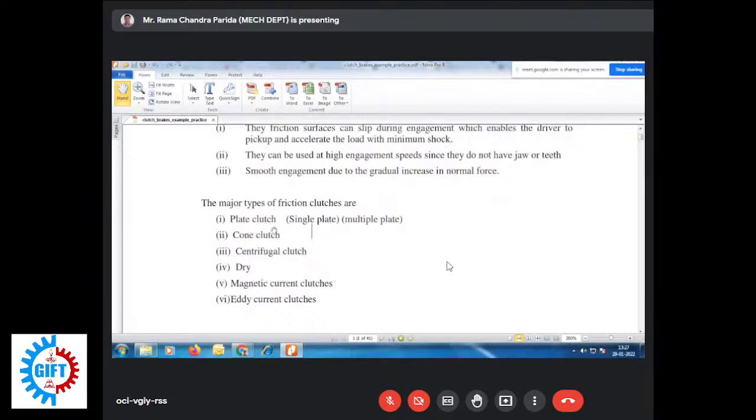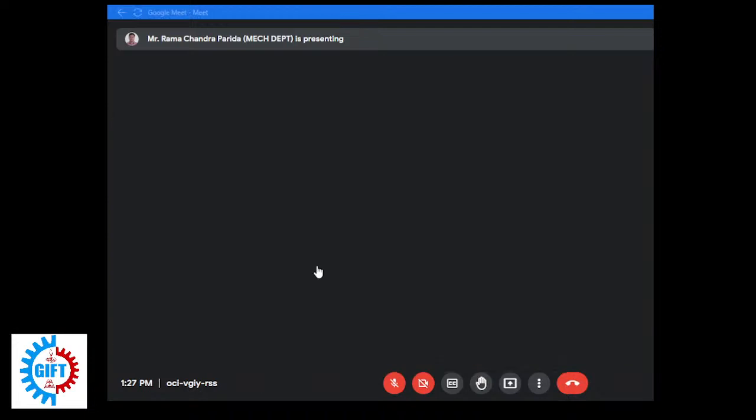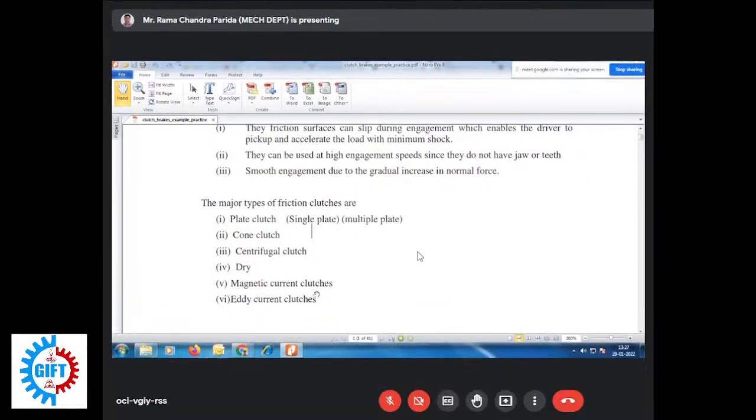That plate clutch may be single and multiple, or it is cone clutch, centrifugal clutch. These are the types of friction clutches. The basic classification is that first is positive, second one is friction, and frictions are further classified into plate clutch, cone clutch, centrifugal clutch, dry clutch, magnetic clutch, eddy current clutch.